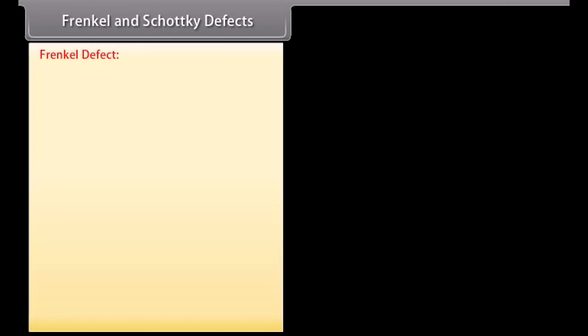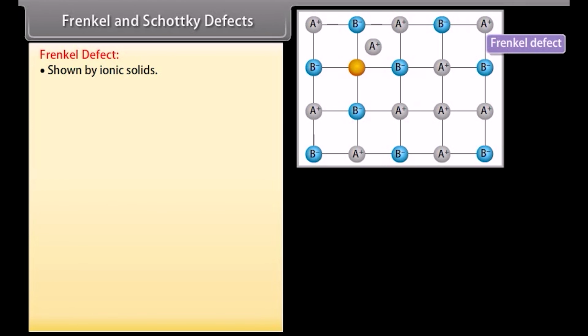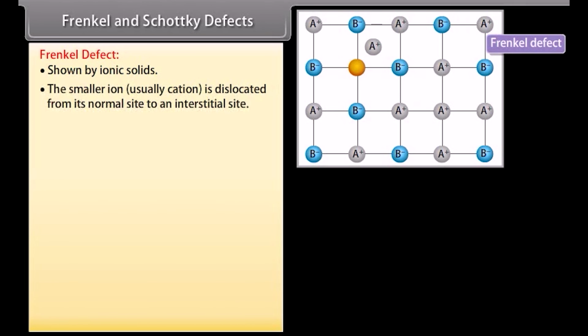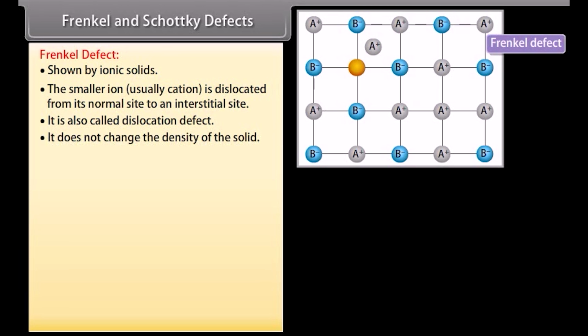Frenkel and Schottky defects. Frenkel defect is shown by ionic solids. The smaller ion, usually the cation, is dislocated from its normal site to an interstitial site. It is also called dislocation defect. It does not change the density of the solid. It is shown by ZnS, AgCl, AgBr, and AgI due to the small size of Zn2+ and Ag+ ions.